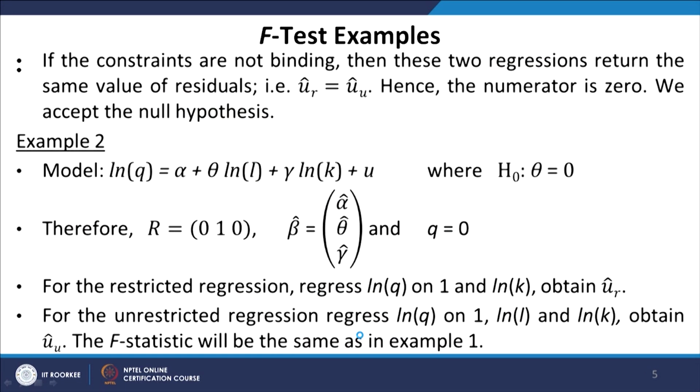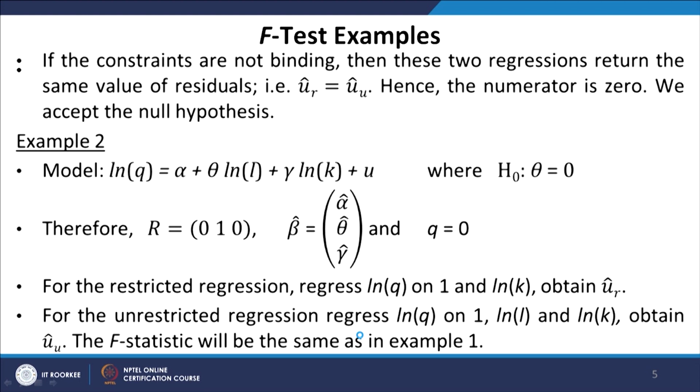If the constraints are not binding, then these two regressions return the same value of the residuals, u r hat equals u hat, hence the numerator is 0 and we accept the null hypothesis. But if we reject the null hypothesis, then the conclusion is that the constraints are actually binding.